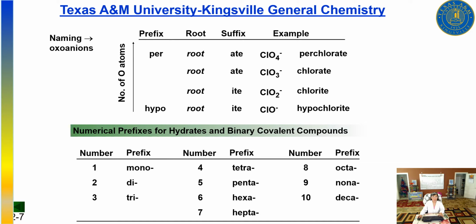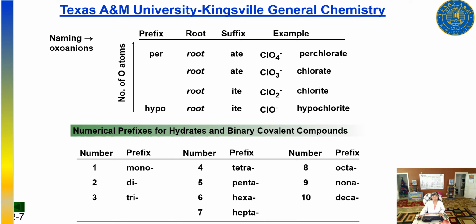And the last one, ClO negative, you also need a prefix called hypo. Hypo meaning a low number of oxygens. Correspondingly, this Cl has a low oxidation number. You call it hypochlorite.